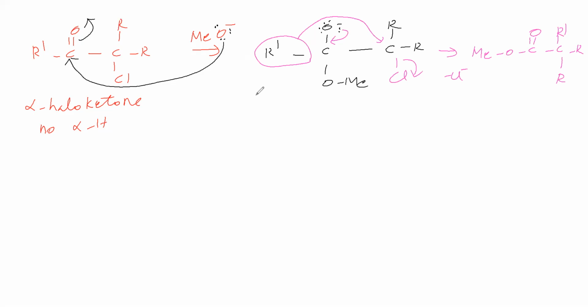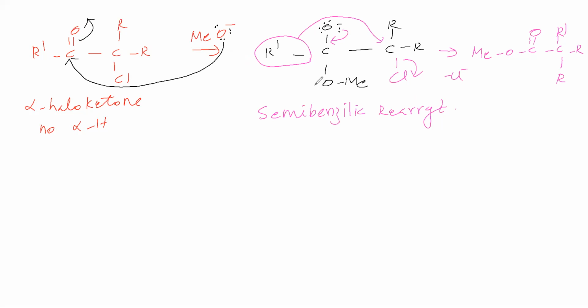This is called a semi-benzilic rearrangement. Why semi-benzilic? Because it is not a diketone. Benzilic acid rearrangement involves an alpha diketone. Here one ketone is there, one halogen is there. Therefore, it is called a semi-benzilic rearrangement, we can say.